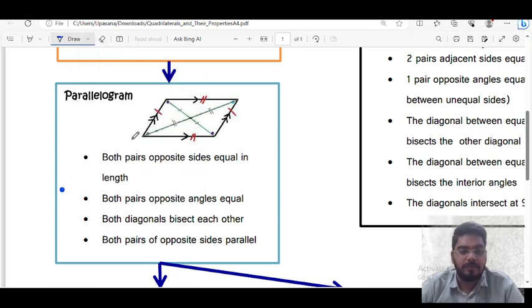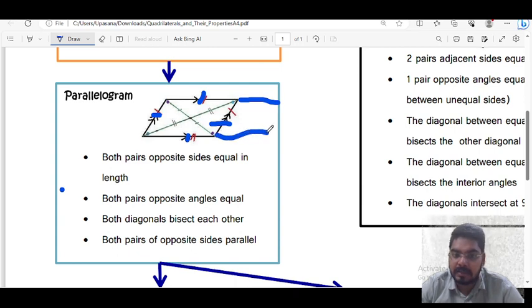First of all, the properties of a parallelogram. This figure is a parallelogram, and the opposite sides of a parallelogram are equal and parallel to each other. This side equals this side. What does parallel mean? The lines which never intersect at any point. They go parallel to infinity. They never intersect each other. So these are parallel lines.